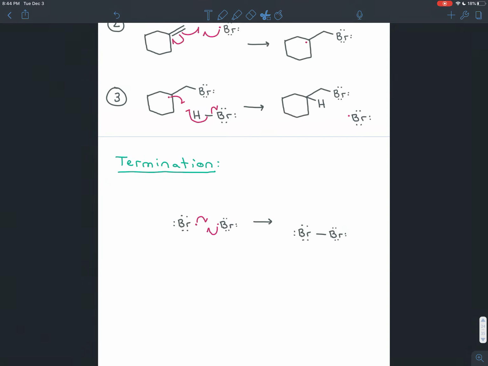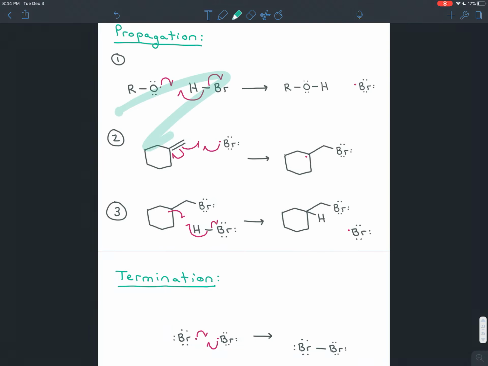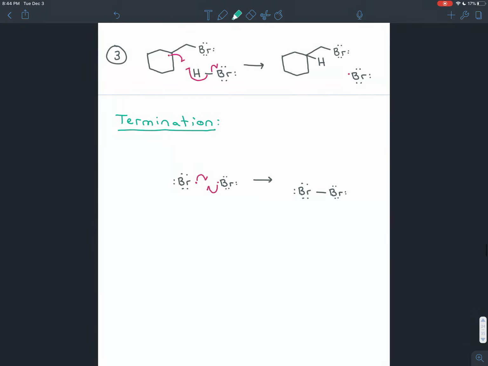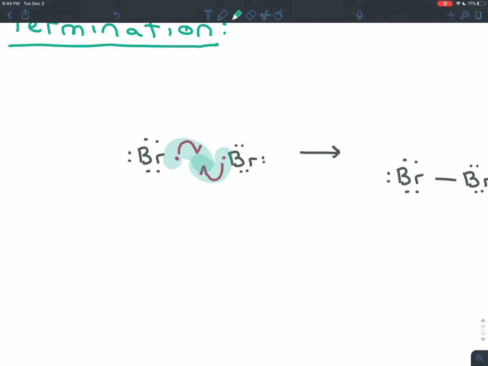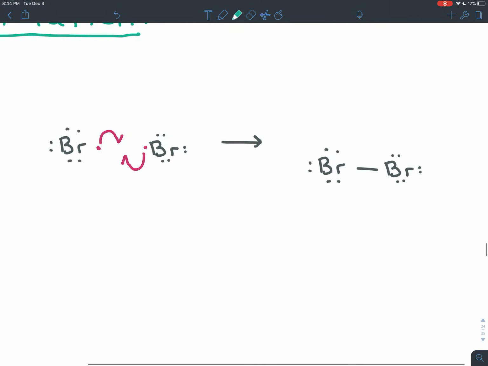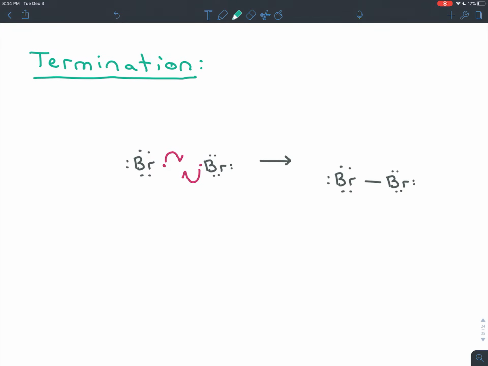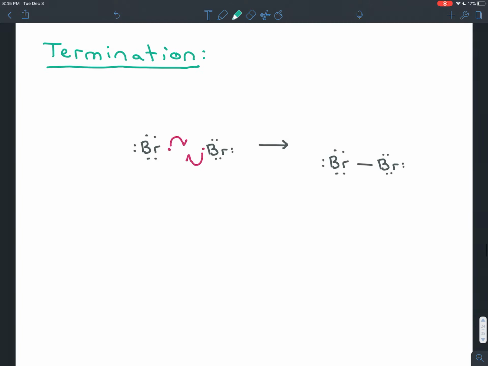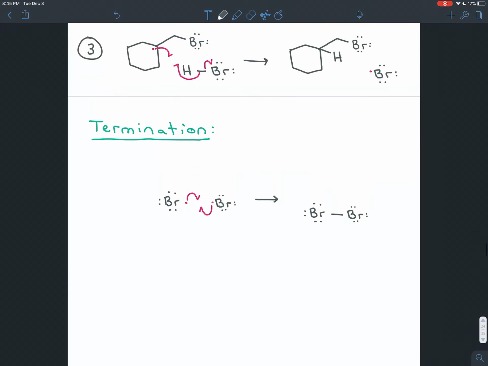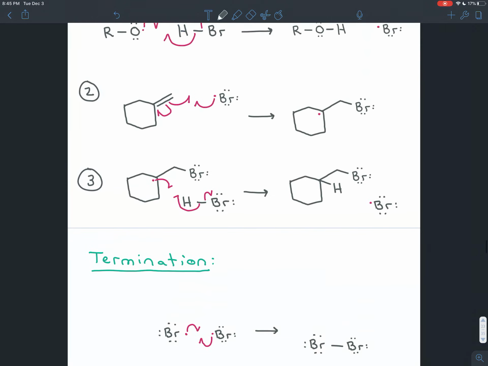In the propagation step, what we're left with at the end is a bromine radical, and as hundreds of thousands of these molecules undergo this reaction, we're left with hundreds of thousands of bromine radicals. And those can start pairing up. When they do, they each contribute one electron to create a bond, and that stabilizes the radicals. As the unpaired electrons pair up, you terminate the reaction because you destroy the radicals, or you don't have radicals anymore. And so that is the last step, the end of this radical reaction with this carbon chain.